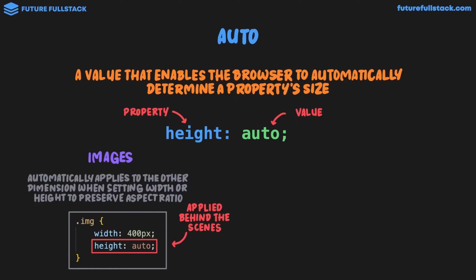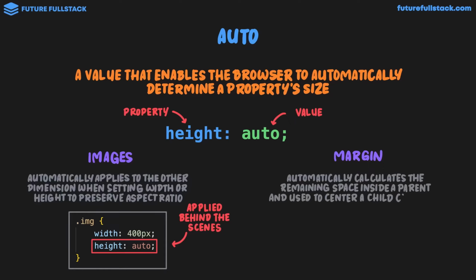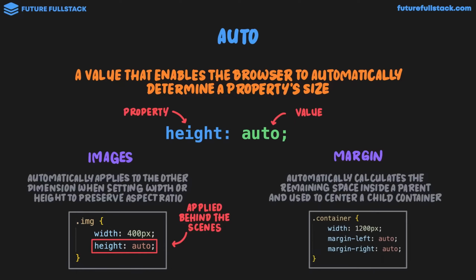And we can also use the auto value on margin. In this case, it automatically calculates the remaining space inside a parent and is used to center a child container. So the auto value is being used differently to images. Inside the CSS code, it would look something like this, where we have a container of 1200 pixels, and instead of hard coding a value for margin left and margin right, we're just applying auto. And doing this centers the container, no matter what the width of the parent or viewport is.